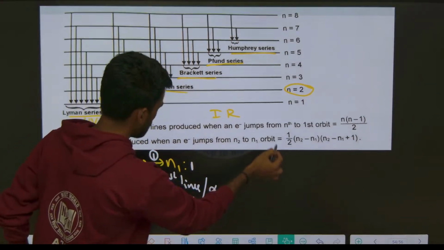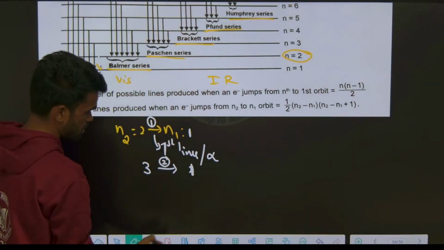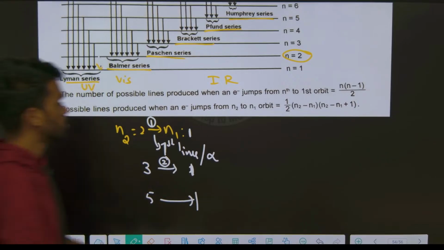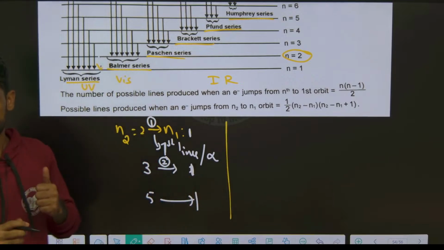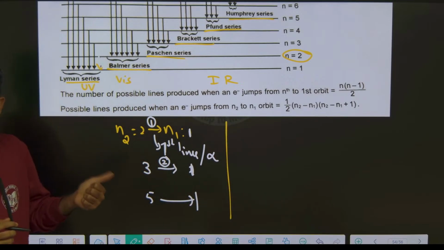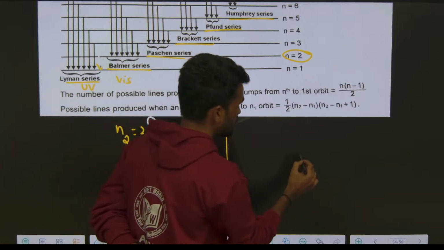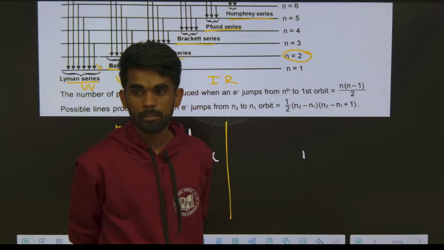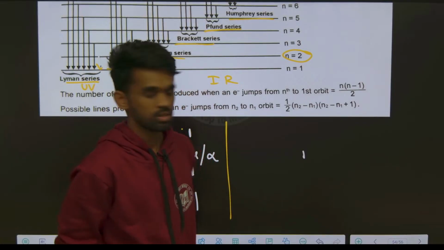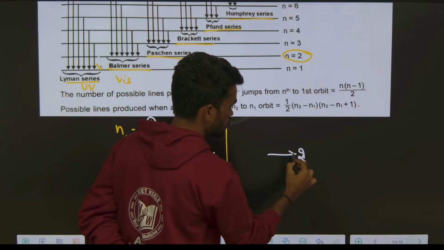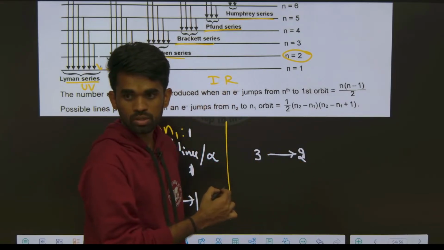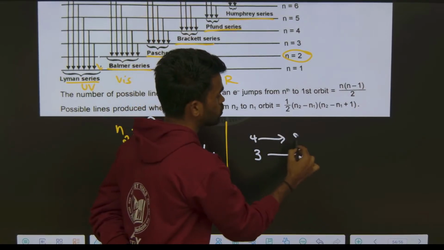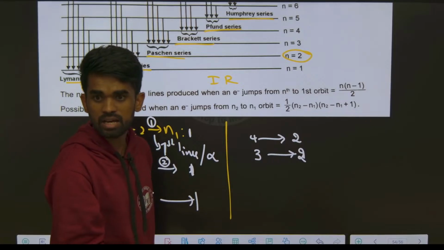Similarly, tell me what is the fourth line in the Lyman series? 5 to 1. Is that clear? Now, what is the infinite line? It means infinity to 1. Similar to this, tell me the first line in the Balmer series. The Balmer series ends at 2, so the first line means 3 to 2, and the second line means 4 to 2.